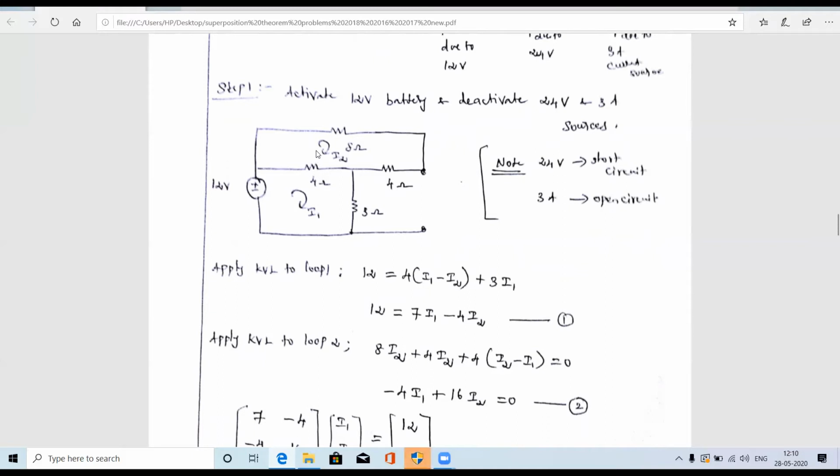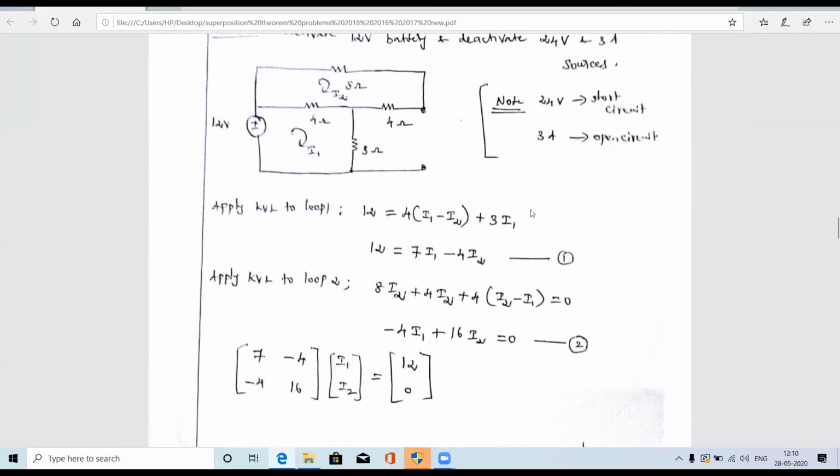The 4 ohm resistor is common to loop 1 and loop 2. You see the current directions: I1 is flowing in this direction and I2 is flowing in this direction, so both currents are in opposite directions. So the resulting current flowing through the 4 ohm resistor is I1 minus I2, so 4 into (I1 minus I2). The voltage across the 3 ohm resistor is 3 into I1. Let us rearrange the terms: 4I1 plus 3I1 is 7I1, then minus 4I2 equals 12.